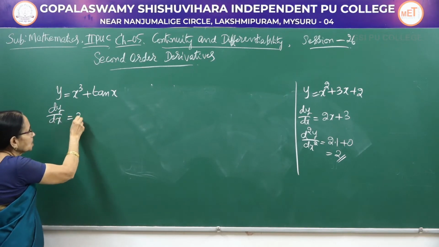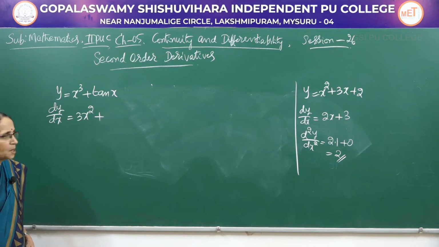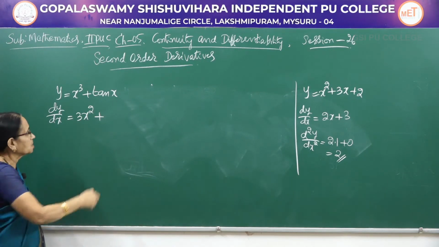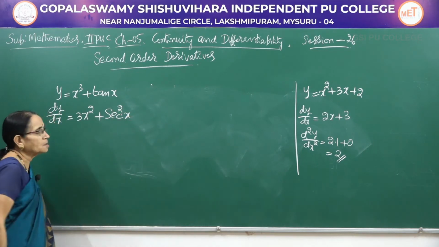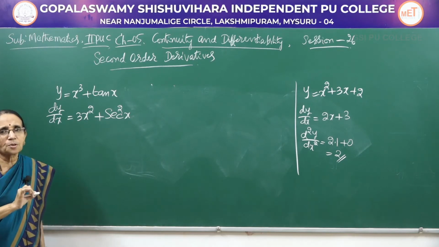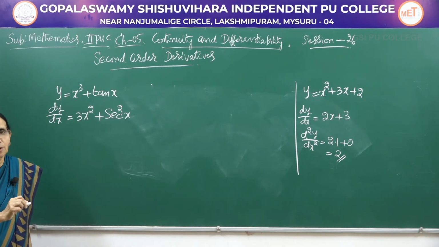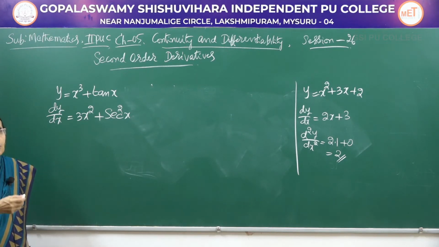dy by dx equal to, first one is x cube becomes 3x square. Then for tan x it is secant square x. This is what I told you. In the first step it may be a simple function. For the second step, the second derivative, it may become a composite function.